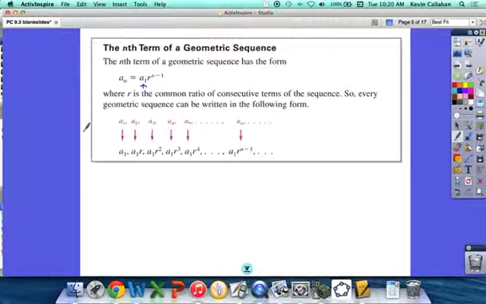So the main thing is just remember this formula. Then this would be the explicit formula. I don't think it even talks about the recursive formula. But if you wanted to write a recursive formula for this, what would that look like?